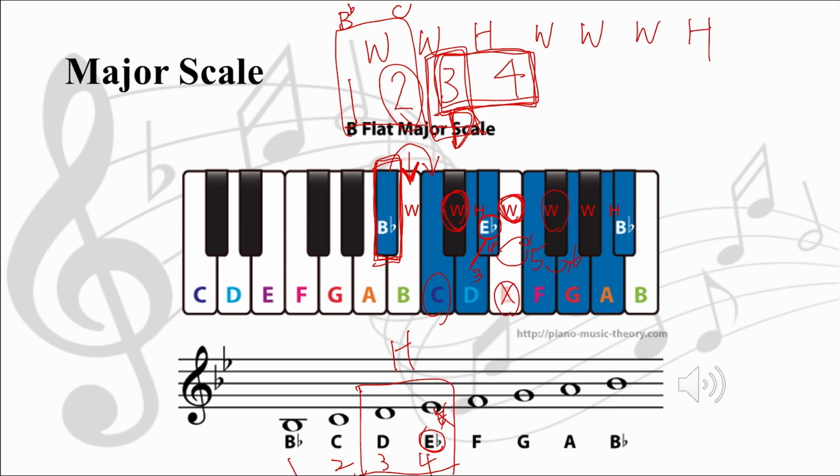5 and 6 should be a whole, and 6 and 7 should be a whole, and 7 and 1, that is Do, Si, Do, should be a half. So that is the formation of a major scale. If you are clear with this, you can manage all the major scales.